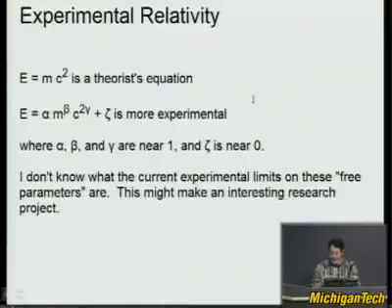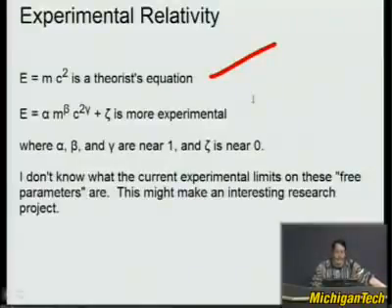Okay. Well, I like to think of this as experimental relativity. It's something I sort of came up with. So E equals mc squared, probably the most famous equation in physics. Came up with by Einstein, really great. However, that's a theorist's point of view.